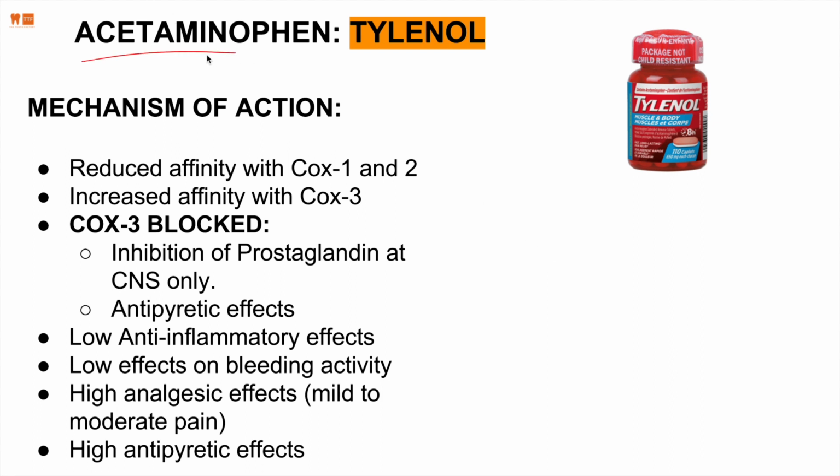Last but not the least for today, we're going to talk about acetaminophen, also known commonly as TYLENOL. What's the mechanism of action? So here is COX-3 introduced. See, acetaminophen has a reduced affinity with COX-1 and COX-2. Let's just leave that to NSAIDs. But it has an increased affinity for COX-3. That is in the brain.